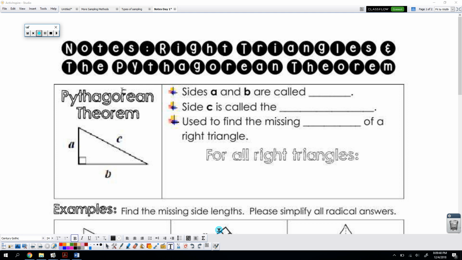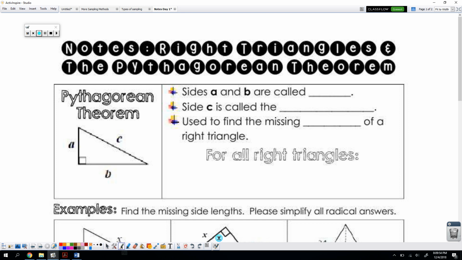Okay, let's go ahead and get started on doing right triangles and the Pythagorean theorem. So, when you're looking at this right triangle right here, we have sides A, B, and C. So A and B, as we've talked about before, are called the legs, and side C is called the hypotenuse.